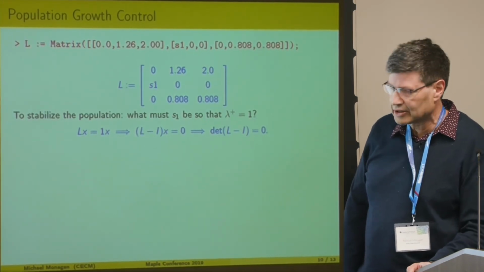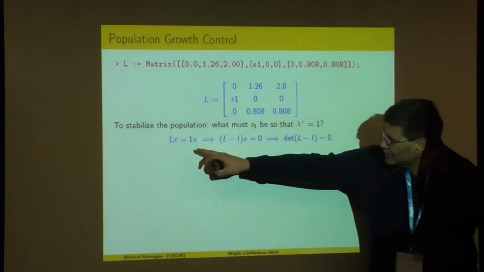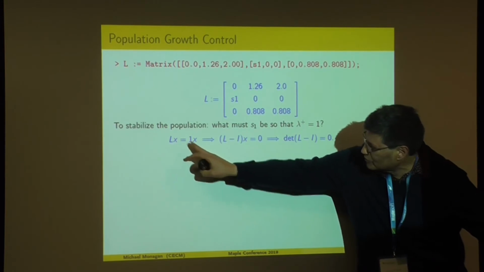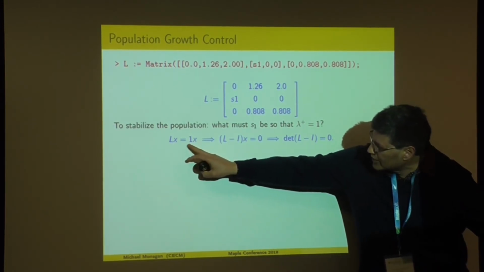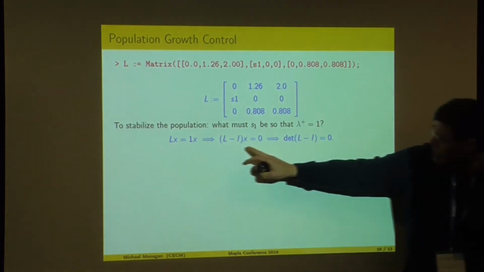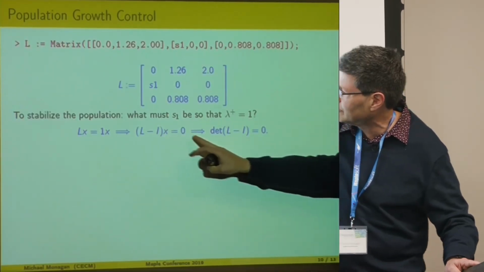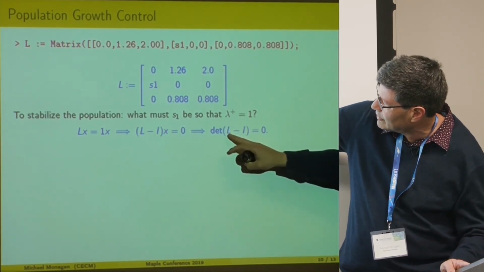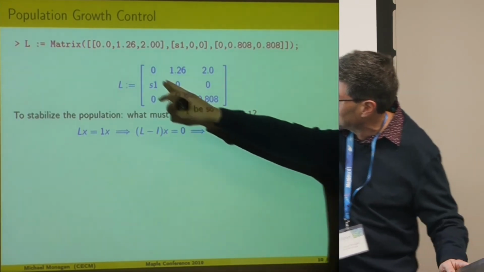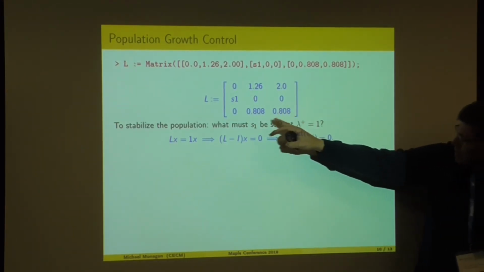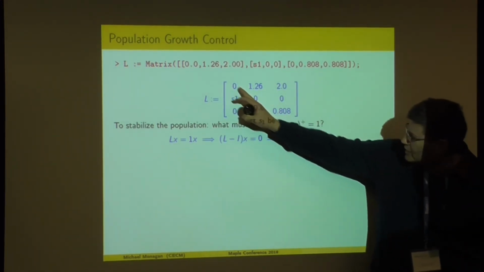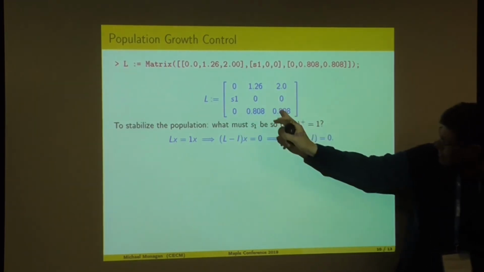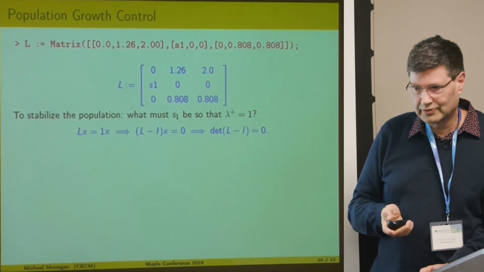It's actually a very easy calculation to do. It's algebraically easy, and it's easy for the students to do as well. We're just replacing lambda with 1 here. So L times x is 1 times x. You do the algebra, you get L minus I times x is 0. Means that the determinant of L minus I must be 0. You can write down the matrix L minus I. It's just got minus 1, that minus 1, and then compute the determinant. It's going to be minus 1 times something, minus S1 times that, minus that, times that. So it's a very simple calculation for the students to do.